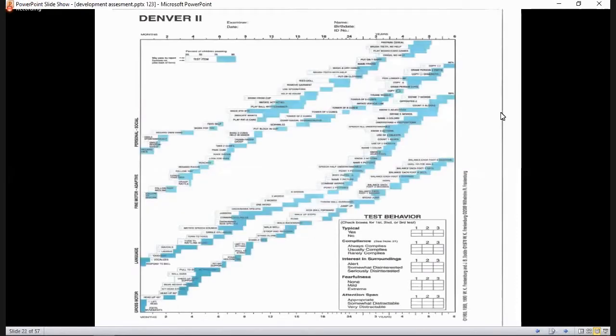So this is a Denver chart. You can get it from YouTube, or you can get it from the net, Google. This is a chart. You should all take it out from Google after this lecture. Make printouts, at least 20 prints, and whenever you see a child, you should know how to assess these things. So there are different parameters, as you can see here.